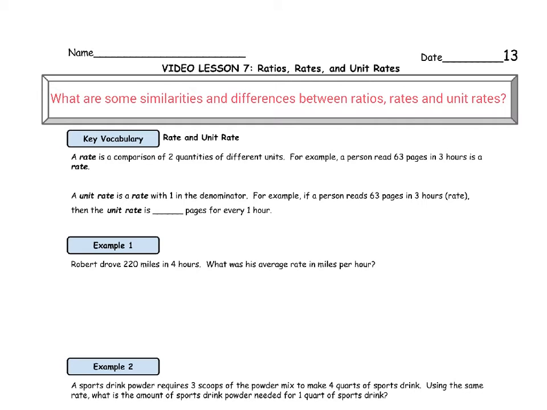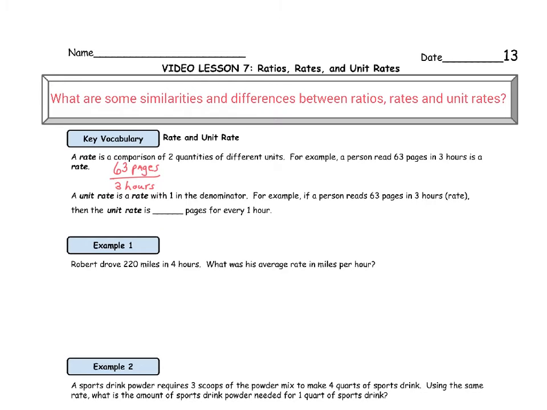Some key vocabulary. A rate is a comparison of two quantities of different units. That reminds me very much of ratios. For example, a person reading 63 pages in 3 hours is a rate. So I wrote our rate of 63 pages in 3 hours as a fraction with 63 as the numerator and 3 hours as our denominator.